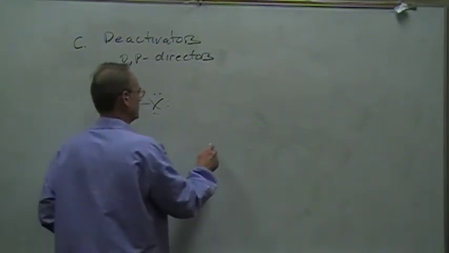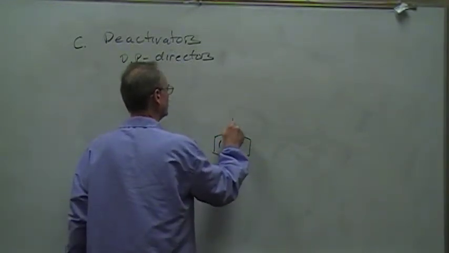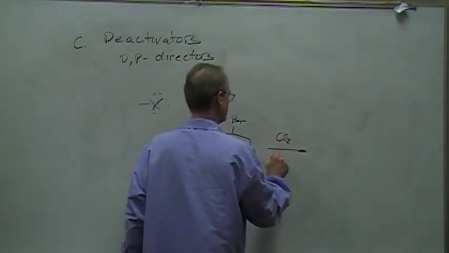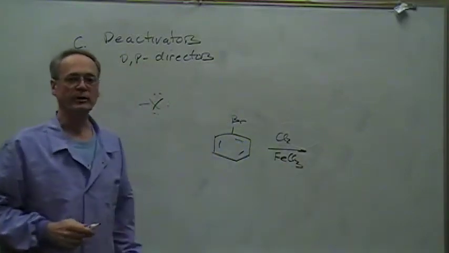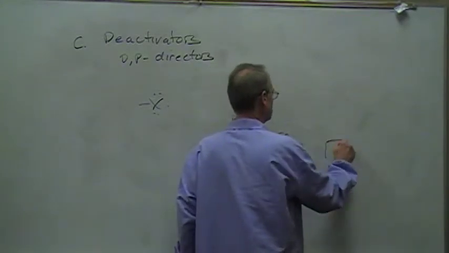So let's do an example. If you had a bromine on the benzene ring, and you did a chlorination, Cl2, FeCl3, what would be your major product? It's an ortho-para director, so we'll get mostly para.